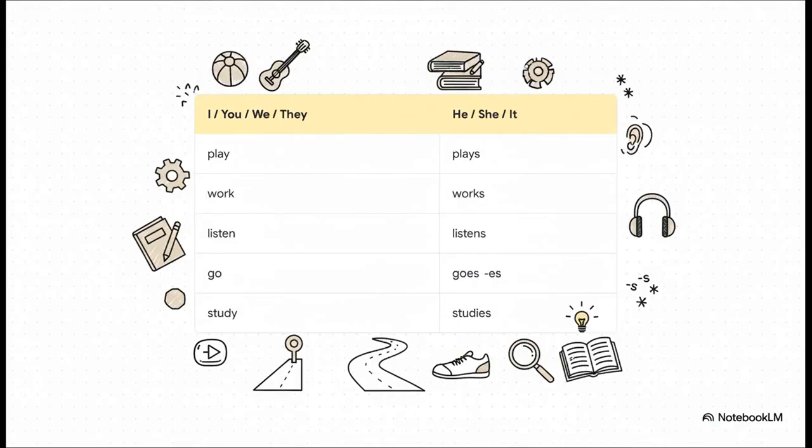And here you can see it in action. So I play, but he plays. We work, but she works. And you'll notice there are some small spelling changes to watch out for. Go becomes goes, and study becomes studies.